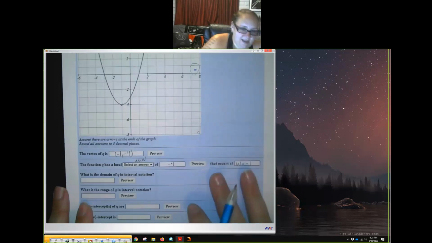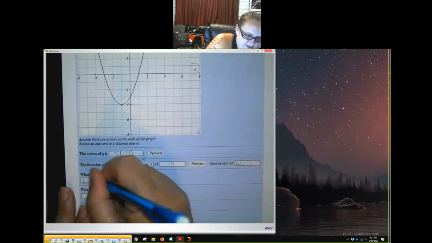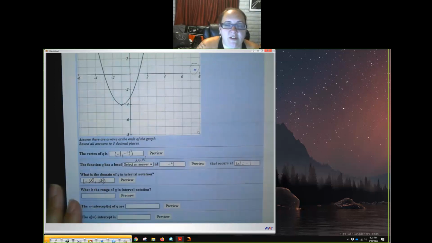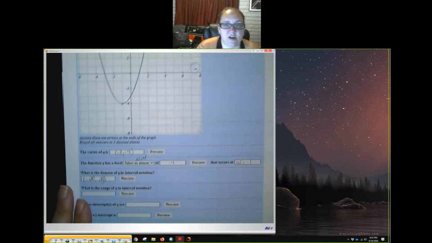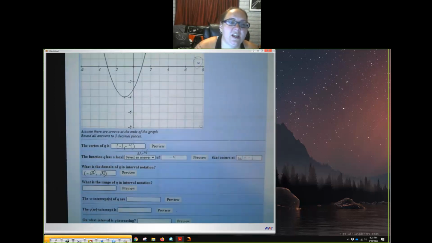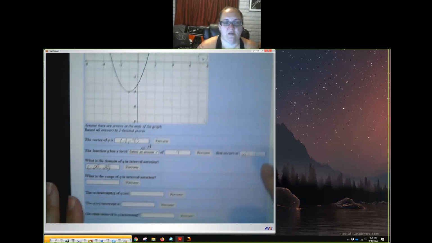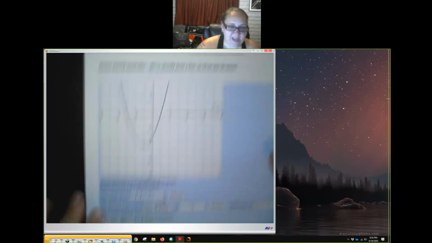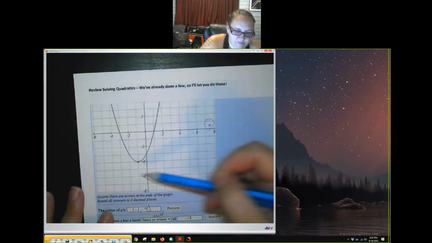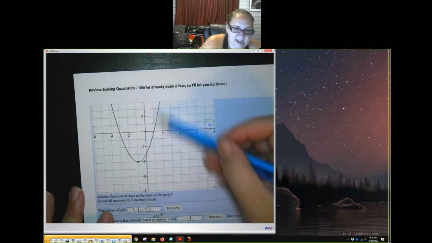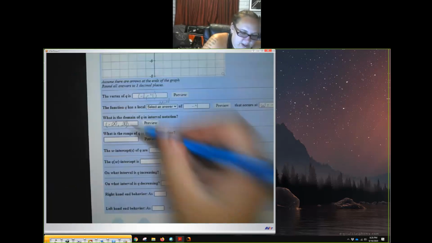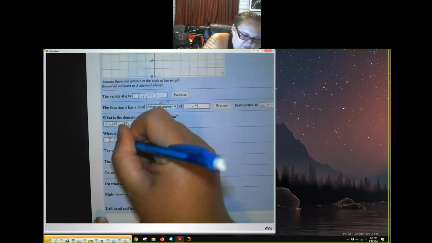Every quadratic has a domain of all real numbers. Every quadratic all the time always has a domain of all real numbers. There are no restrictions. You know how with the rationals we're like, oh, you can't have a zero in the denominator, or with the square roots, oh, you can't have a negative under a square root. There's nothing like that going on with quadratics, so their domain is all real numbers. And then the range here, if we're looking from bottom to top, it starts at -4 and goes up. So the range is -4 to infinity.